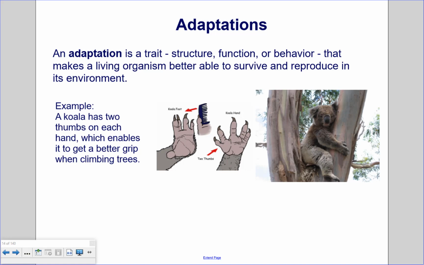Adaptations. An adaptation is a trait, structure, function, or behavior that makes a living organism better able to survive and reproduce in its environment. An example we have here is a koala that has 2 thumbs on each hand, which enables it to get a better grip when climbing the trees to get those eucalyptus leaves, and also to hold a comb here to brush its hair.